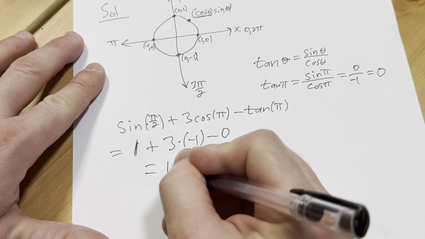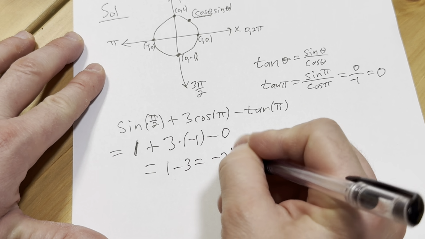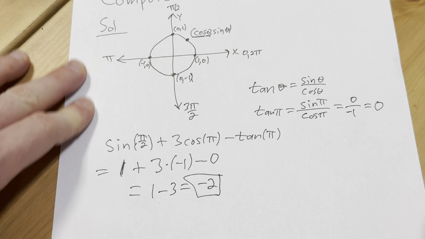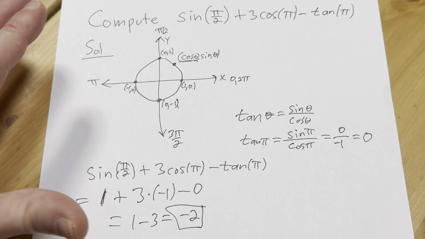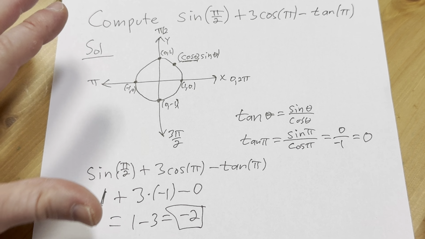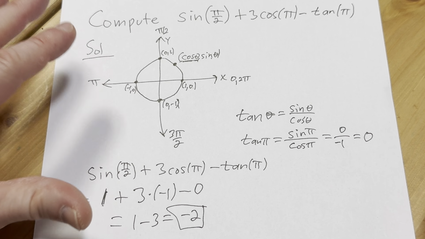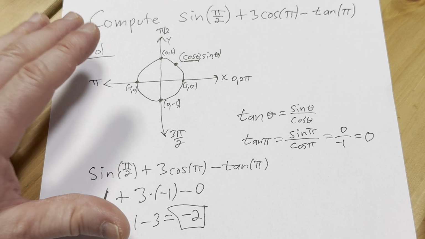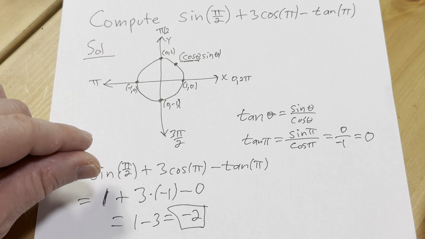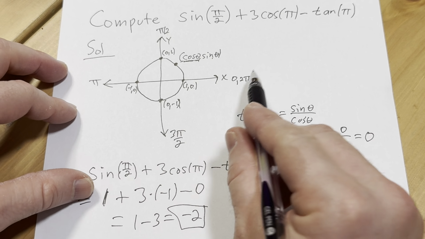So you end up with 1 minus 3, which is -2. And that, my friends, is the final answer. So kind of a fun video, a fun example, because it really helps you understand the unit circle. And again, the key point in this video is that every ordered pair on the unit circle can be expressed in the form (cosine theta, sine theta).